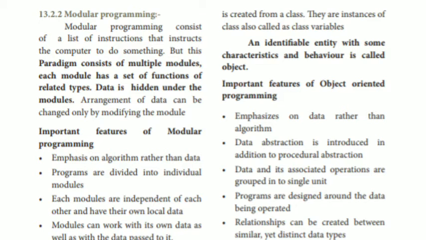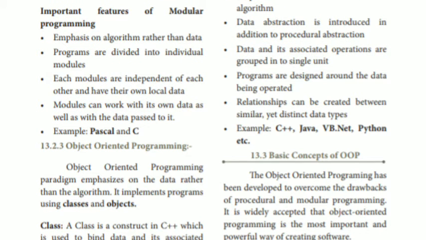Modular programming comes under the modules type. Important features of modular: emphasis on algorithm basis, a step by step process, that is called algorithm. Programs are divided into individual modules. Each module is independent of the others. They are very easy to instruct. Modules can work with their own data as well as with shared data. Pascal and C are examples.